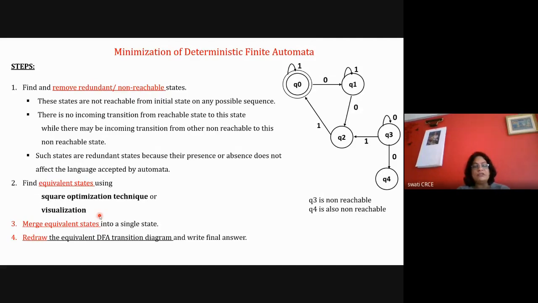Okay, we will solve the problem now. Before that, again we'll see what the steps are. First step is to remove the non-reachable states, then identify the equivalent states using the square optimization technique, and then merge the equivalent states into a single state, combine them together, so the equivalent states will represent a single state, and then redraw the entire diagram and write down the final answer. If you solve this step by step, all 5 steps, you will get 10 out of 10 marks.